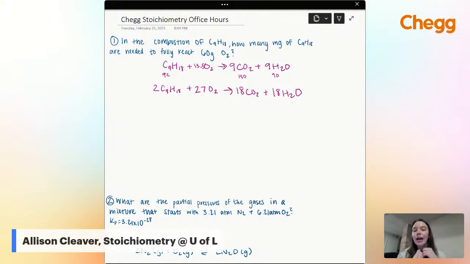Now, we need to figure out how many milligrams of C9H18 are needed to fully react 60 grams of oxygen. So we always start with what we're given, and in this case, we're given oxygen. So I'm going to write 60 grams of O2 to start.